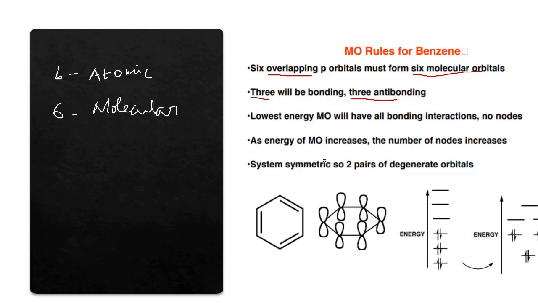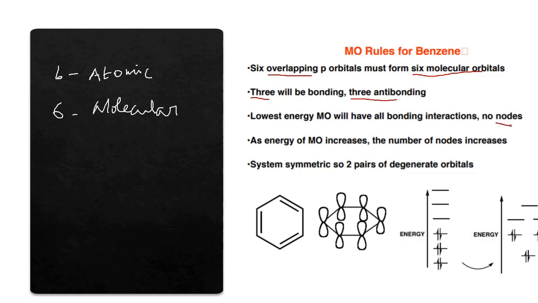Among these six, three will be bonding and three will be anti-bonding, like how we saw it in the ethylene molecule. So the lowest energy molecular orbital will have all the bonding interactions. You can see here the difference between the arrangement of electrons. This corresponds to the continuous filling up of electrons, and this corresponds to the formation of molecular orbitals, and we have the electrons filled up in the bonding molecular orbital. So the lowest energy molecular orbital will have all bonding interaction and there will be no node.